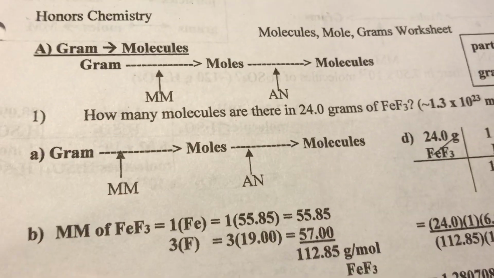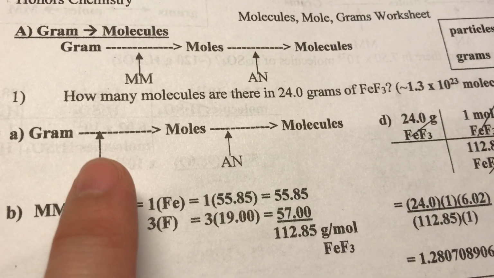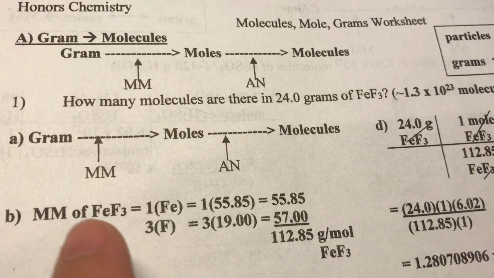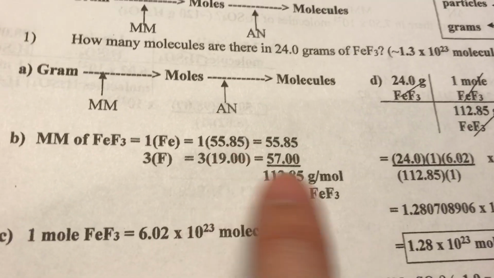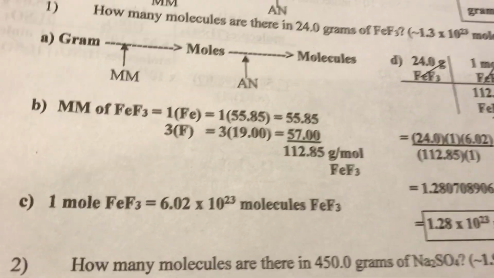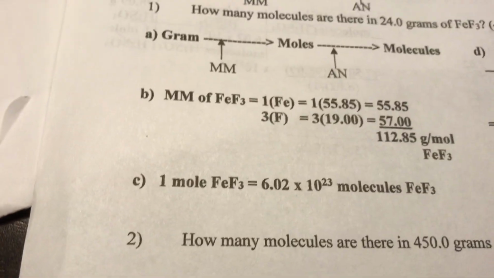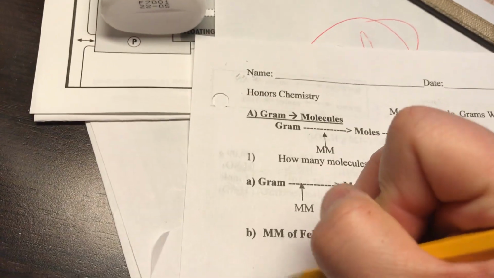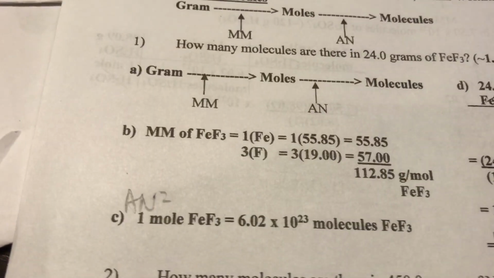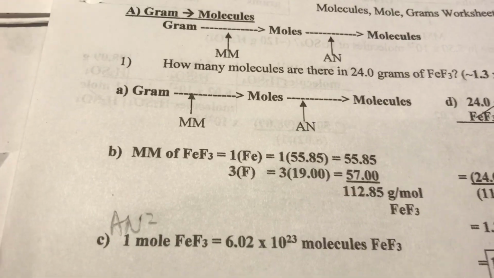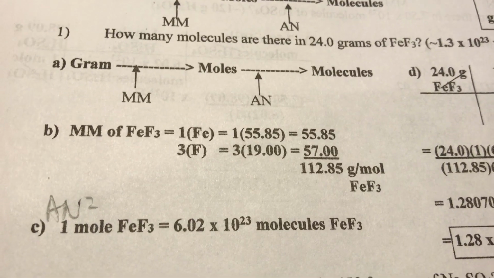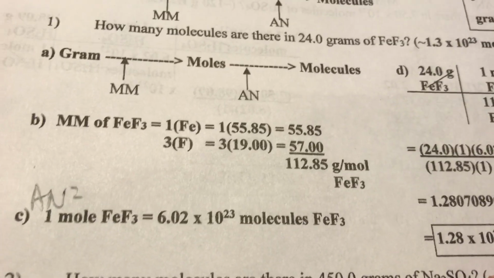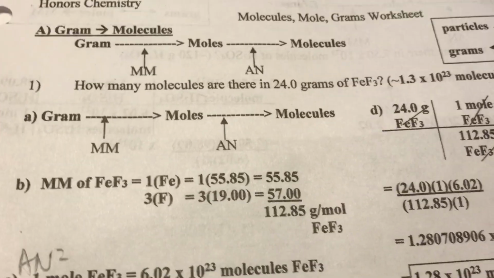That's step A. Step B, since I'm using molecular mass, I go ahead and find the molecular mass of FeF3, and the unit is gram per mole. Step C, we need to write down the Avogadro number: 1 mole of FeF3 equals 6.02 times 10 to the 23rd molecules of FeF3.